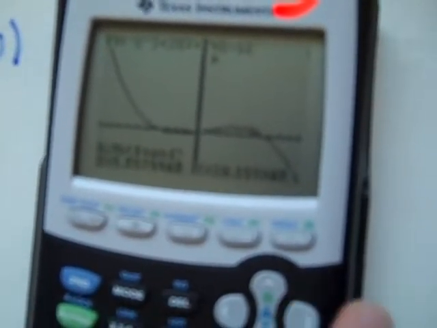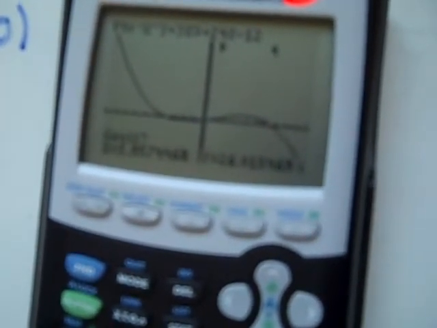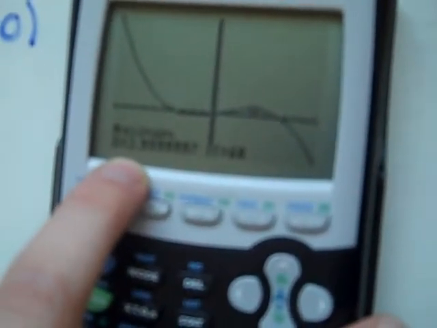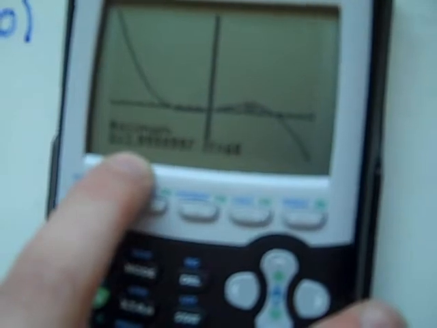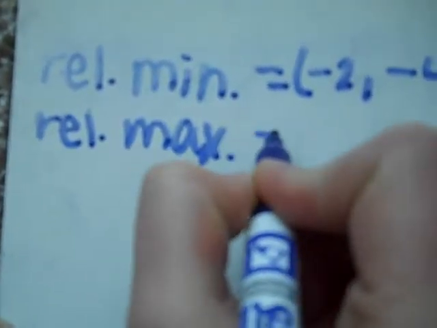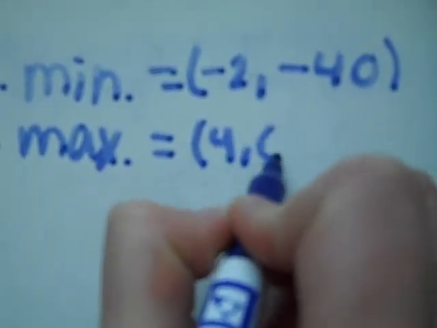And then right bound, move our cursor over there, enter, and then we want it to guess, so you click enter again. And it says that our x is 3.99 repeating, and y is 68. So our relative maximum equals 468.